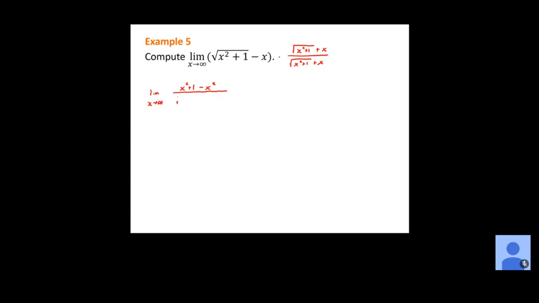The denominator now is just what we multiplied by, so this is the square root of x squared plus 1 plus x. All right, now if we simplify the numerator, what's that going to leave us with? Just a 1, because the x squareds are going to cancel. So we have the limit as x approaches infinity of 1 over the square root of x squared plus 1 plus x.